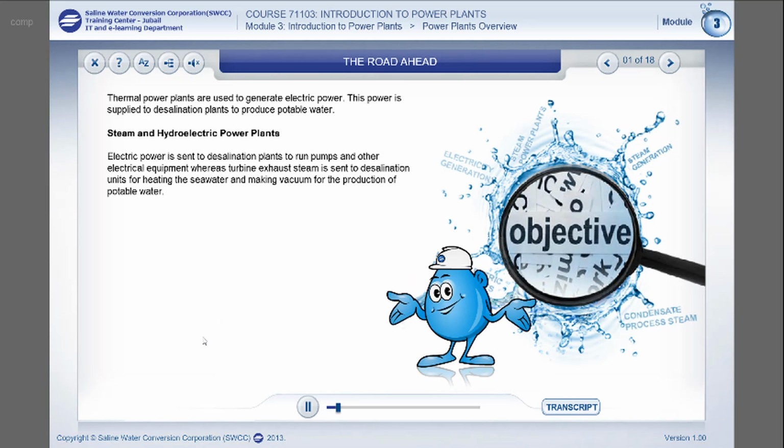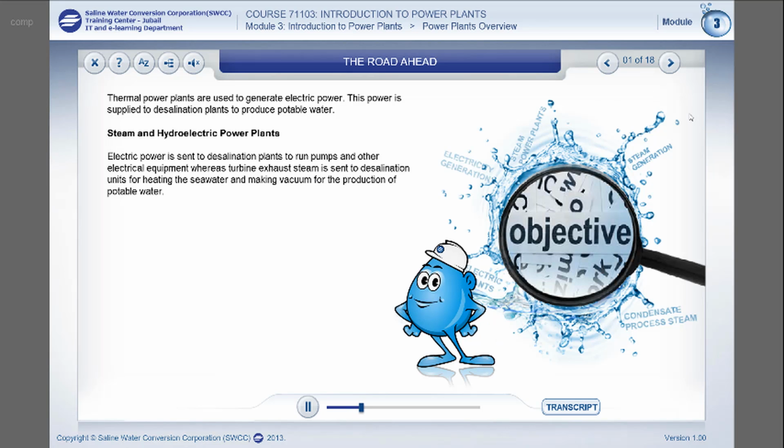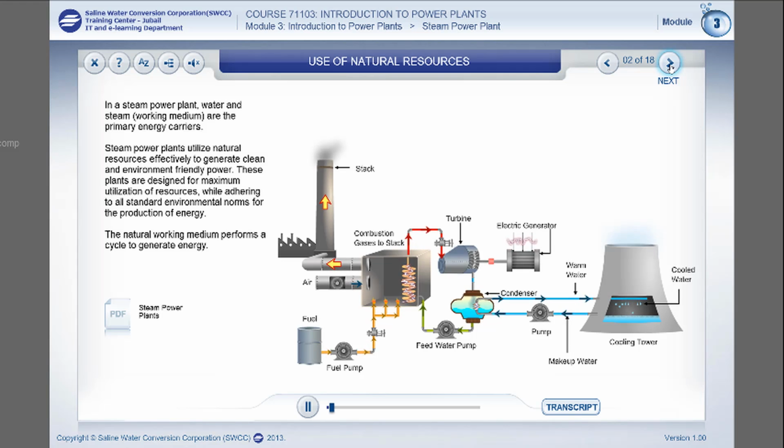Thermal power plants are used to generate electric power. During this process, some of its electric power is sent to desalination plants to run pumps and other electrical equipment, whereas turbine exhaust steam is sent to desalination units for heating the seawater and making vacuum for the production of potable water. Let us start by going through an overview on the steam power plants.